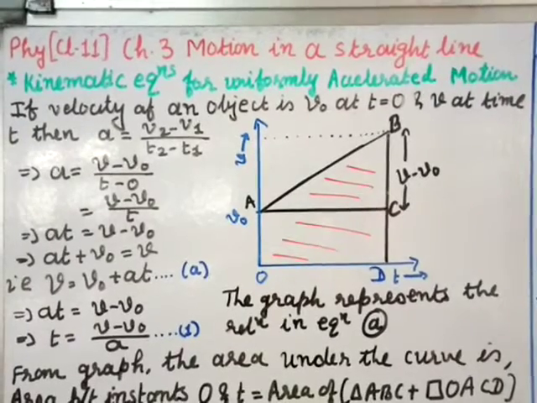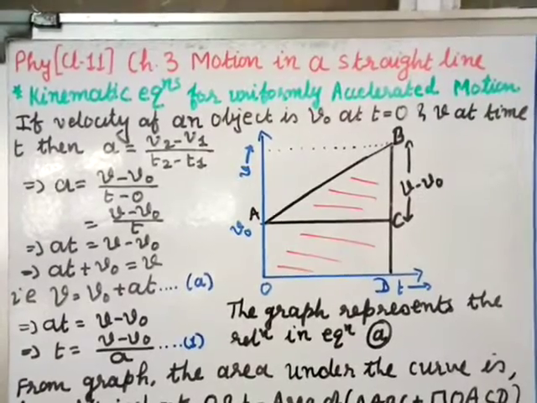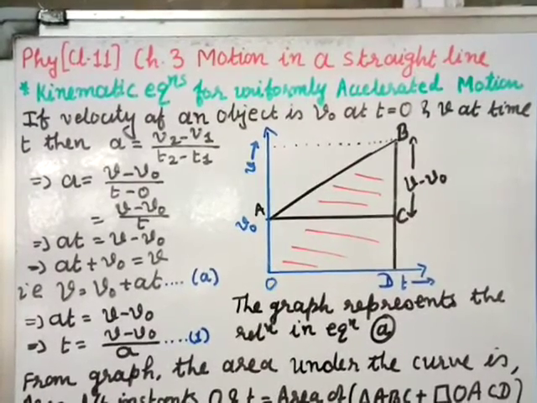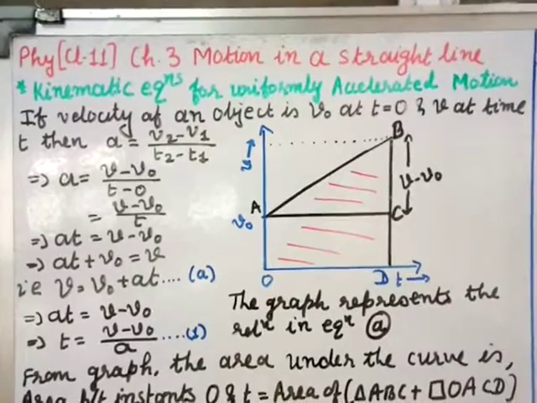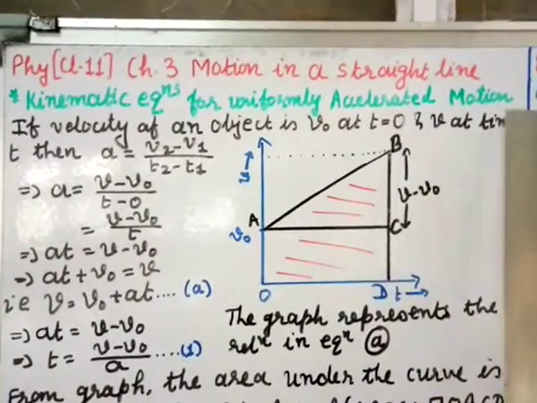We shall continue with our third chapter of Physics class 11, Motion in a Straight Line. In the last class we have studied velocity, speed and acceleration. Today we shall study kinematic equations for uniformly accelerated motion.